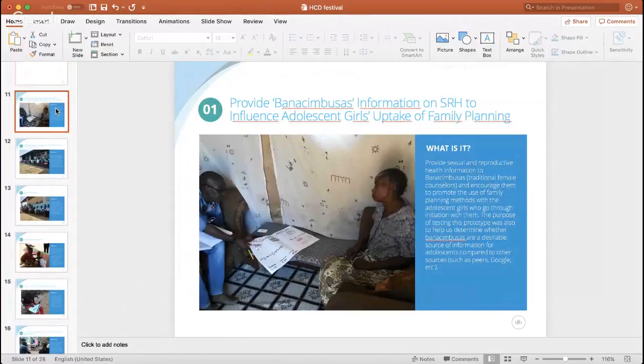we wanted to target Bana chimbusas, which are members of the different communities in Zambia that are traditional female counselors, and they do the initiation ceremonies for adolescent girls in different places in Zambia. So we wanted to give information on sexual and reproductive health to Bana chimbusas to see if they were able to influence the uptake of family planning of the adolescent girls that were going through initiation with them. We tested this in one province in Zambia, and we had a small prototype tested with around 12 Bana chimbusas.